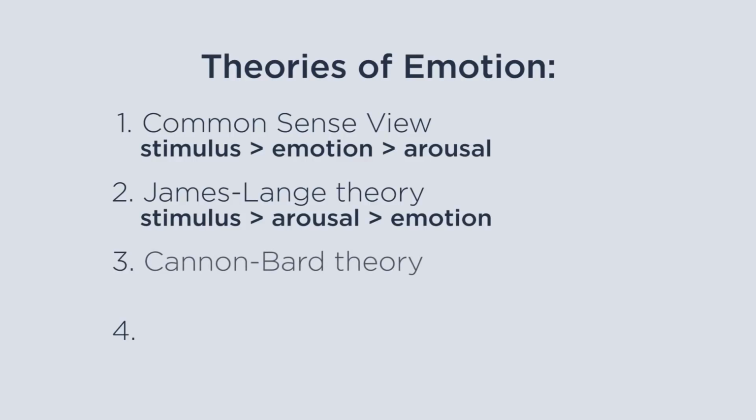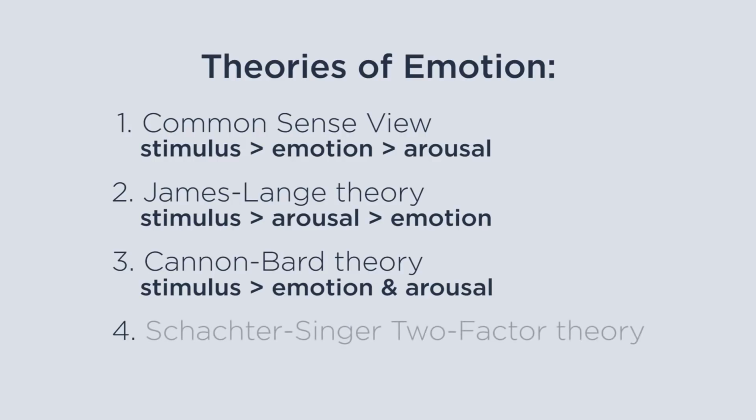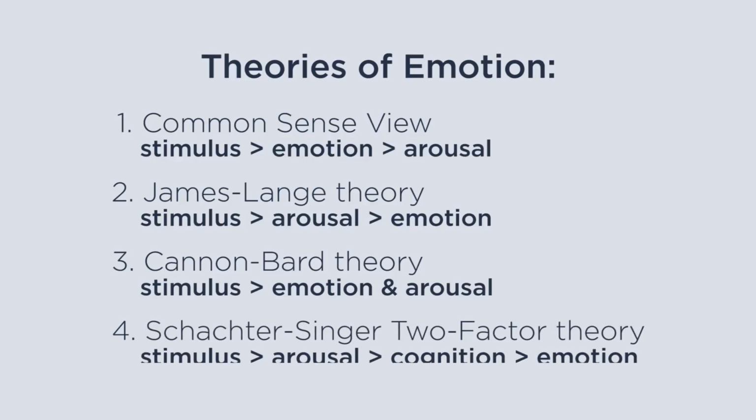Third, the Cannon-Bard theory separates out emotion and arousal as independent reactions to the stimulus. And finally, the Schachter-Singer two-factor theory adds another factor to the cause of emotion. After a stimulus elicits some arousal, you cognitively assess the stimulus, and that assessment causes the emotion.